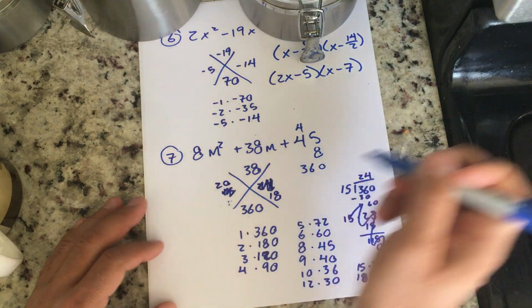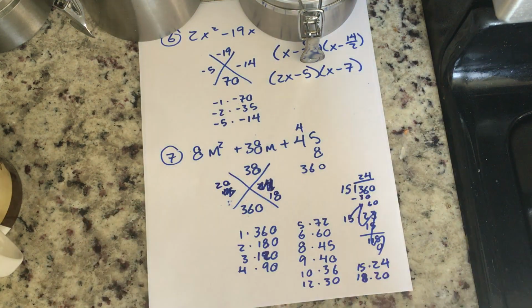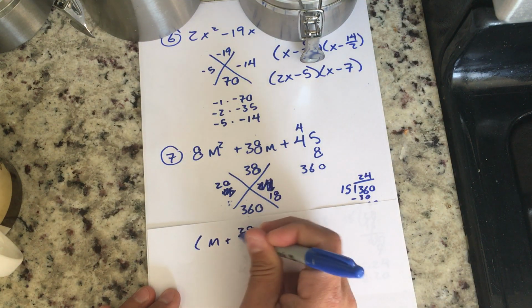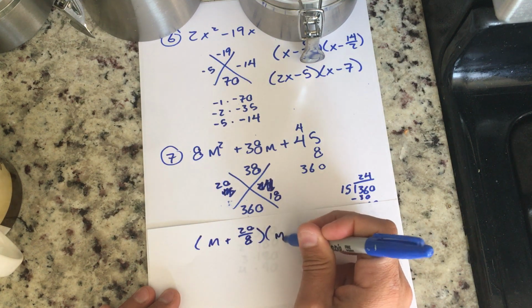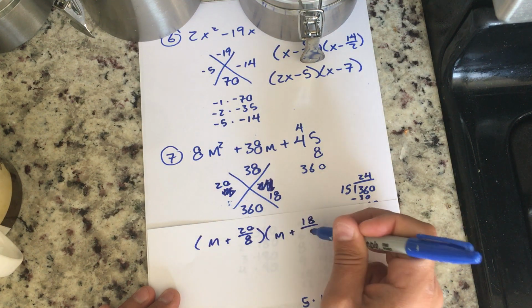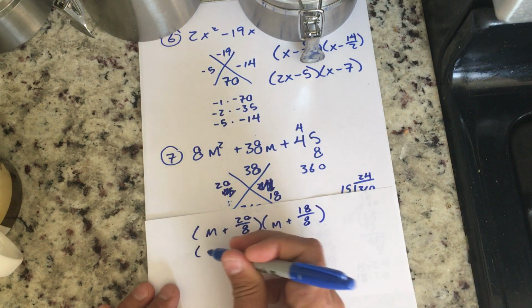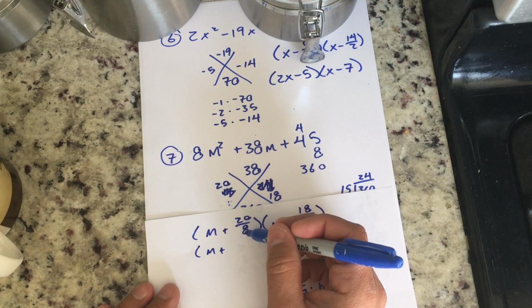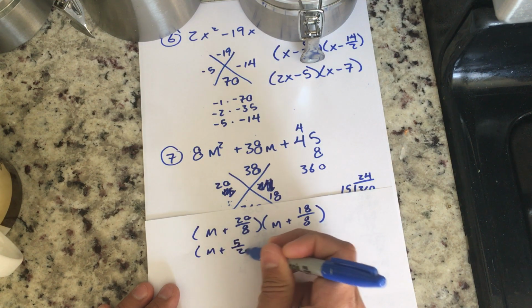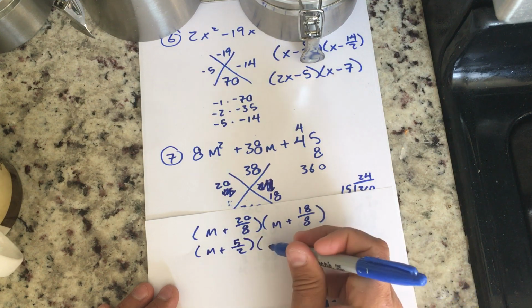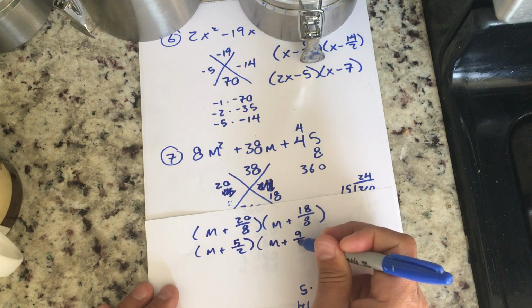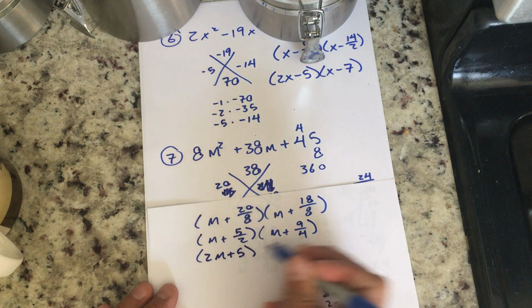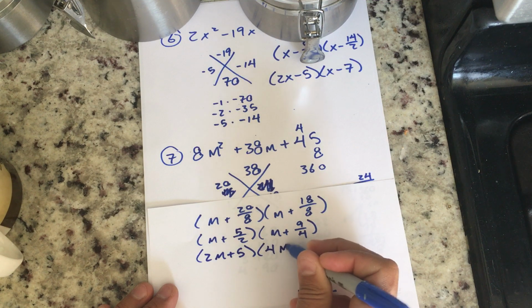So then it's going to be, I ran out of space. Let me get another paper. So it's going to be m plus 20 over 8, m plus 18 over 8. I'm going to simplify both of those. It's going to be m plus, 4 goes in 5 times, 4 goes in 2 times, so 5 over 2. And this is going to simplify to 9 over 4. And then this comes to the front, so 2m plus 5. And this comes to the front, so 4m plus 9.